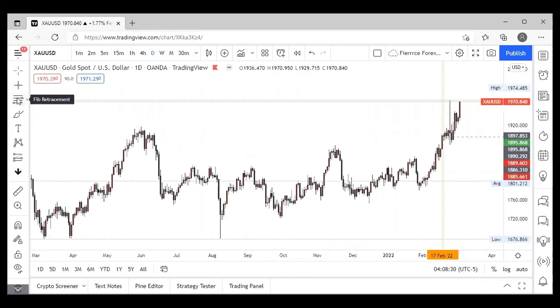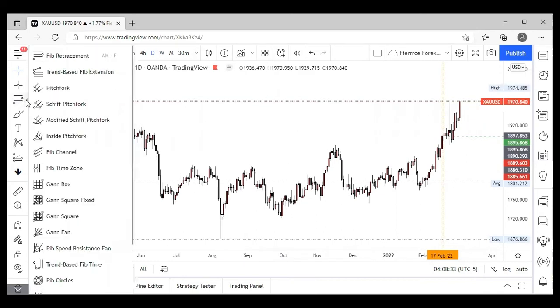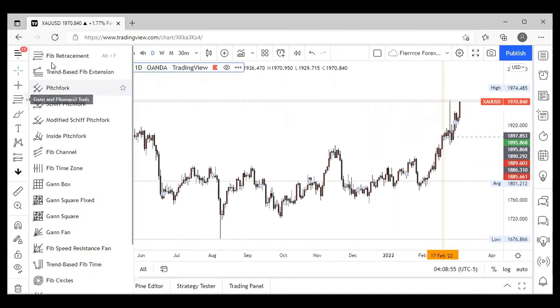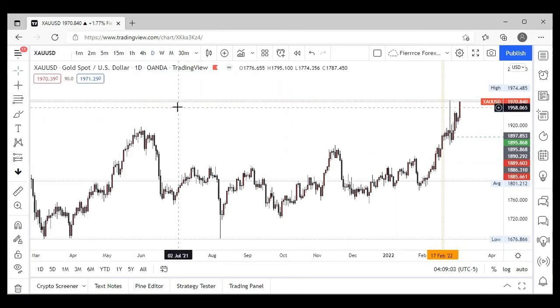Then we have this tool here called the Fib retracement, and I'm going to do a separate video on the Fibonacci tool because I think it's important to learn about. These are the Gann and Fibonacci tools. There are different trading strategies, and you can use these tools for those strategies. But for the purpose of my class, I will only be talking about the Fib retracement tool. I will not talk about it right now, but I'll talk about it in another class. Then we have geometric shapes.